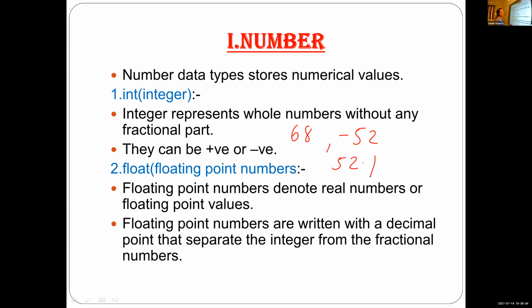Then 52.1. Now, is it an integer number? Why? Naveen, unmute and say. It represents a number without any fractional part. Okay. An integer is represented using a number without a fractional part, but here we have a decimal point, a fractional part. So we cannot consider this number an integer number.